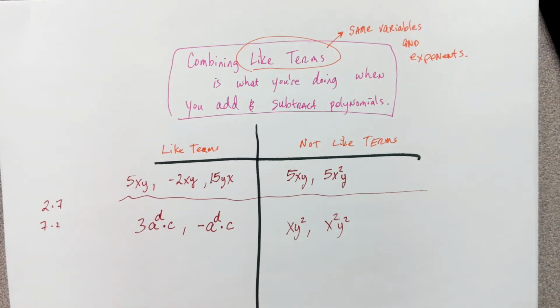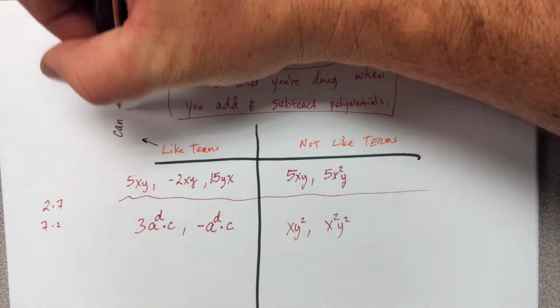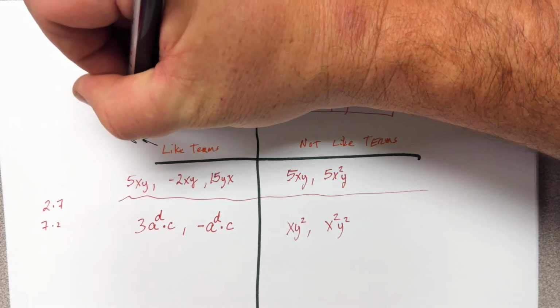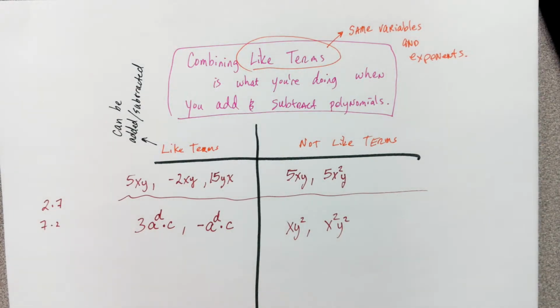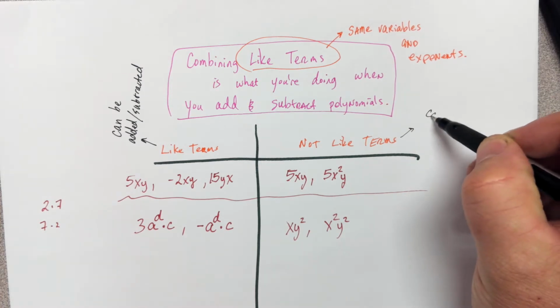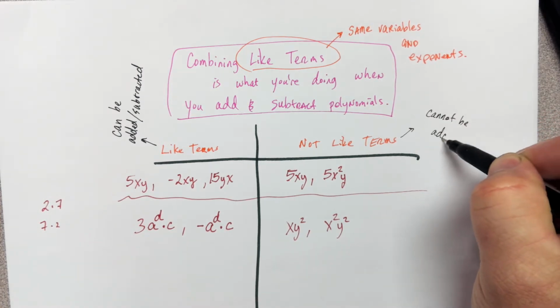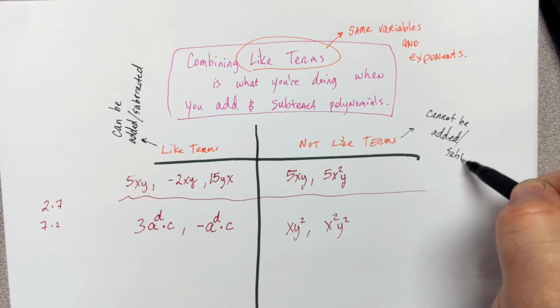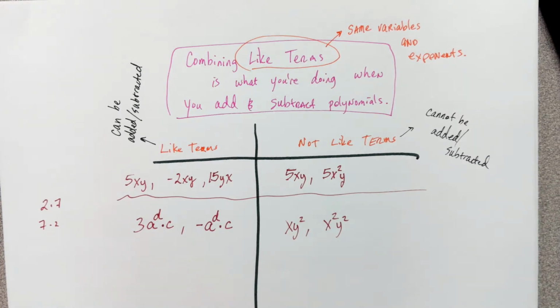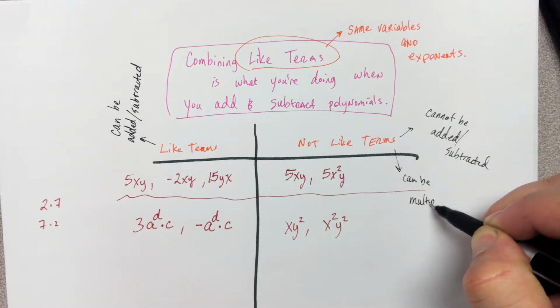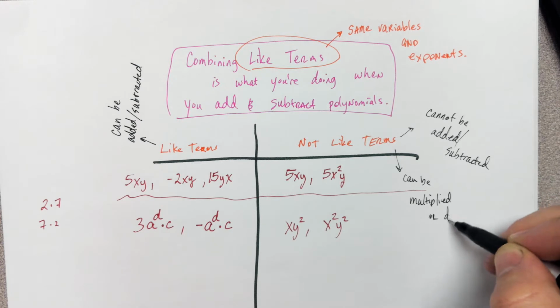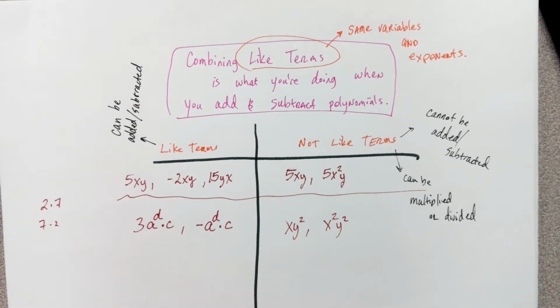Okay, now here's why this is important. Like terms can be added or subtracted. If they're not like terms, you can multiply them, but you can't add or subtract. Can you add and subtract or not? That's confusing. It doesn't matter if they're like terms for multiplication, but for addition, it does.